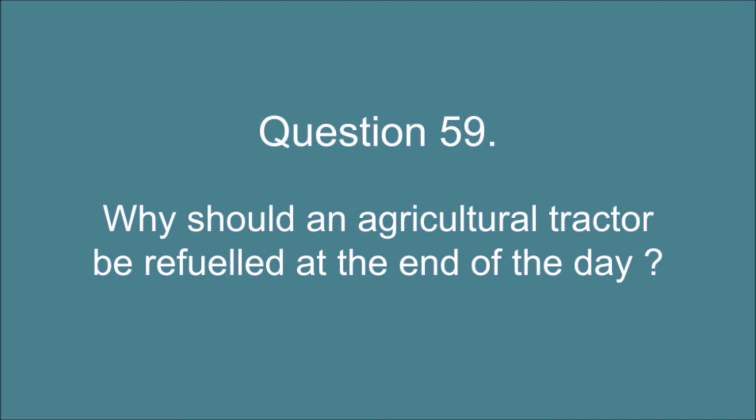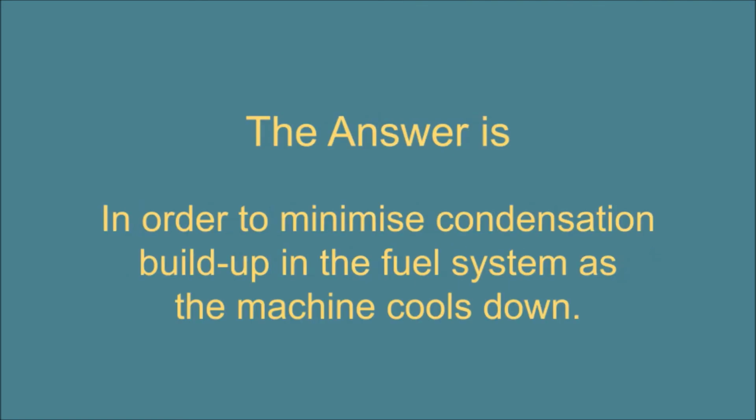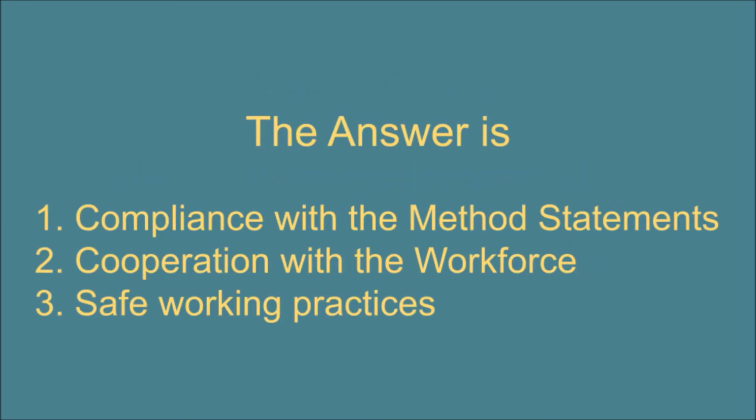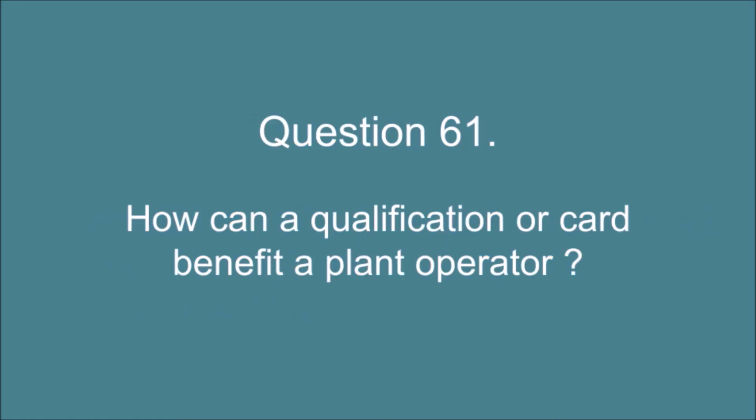Question 59. Why should an agricultural tractor be refueled at the end of the day? The answer is in order to minimize condensation build-up in the fuel system as the machine cools down. Question 60. Name 3 ways that a plant operator can contribute to ensuring repeat business with the client or principal contractor. The answer is 1. Compliance with the method statements. 2. Cooperation with the workforce. 3. Safe working practices.